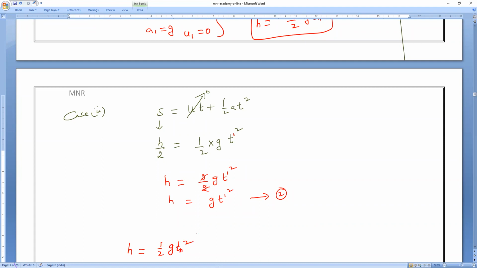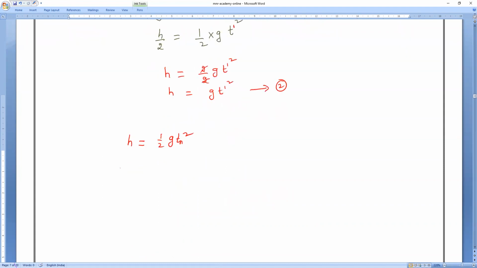Next, equation 2. h is equal to g t dash square. Now, just simple: divide equation 1 and 2. Dividing 1 by 2.